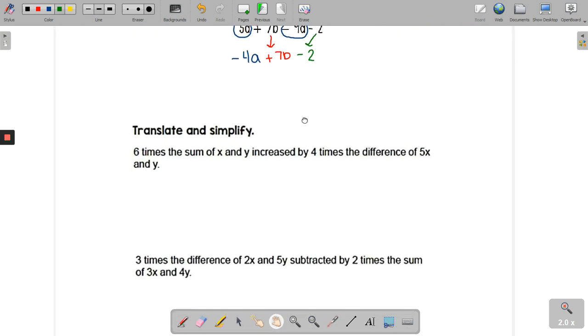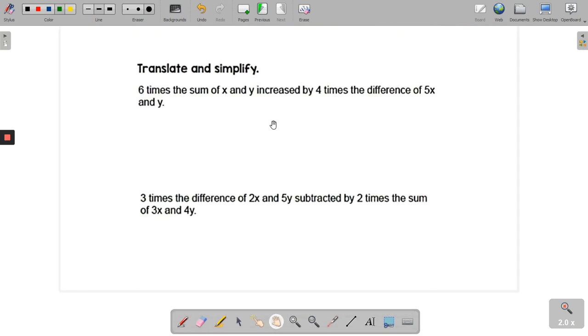Now we have a couple problems here that we need to translate and then simplify. So we have 6 times the sum of x and y increased by 4 times the difference of 5x and y. Let's start with the first part. 6 times the sum of x and y. So sum of x and y would be x plus y, and it's 6 times that sum. So we took care of this part.